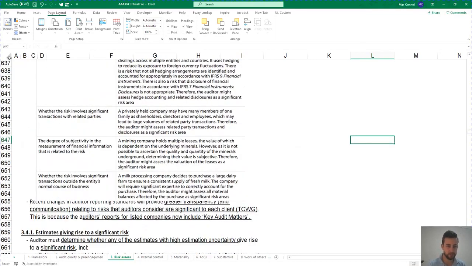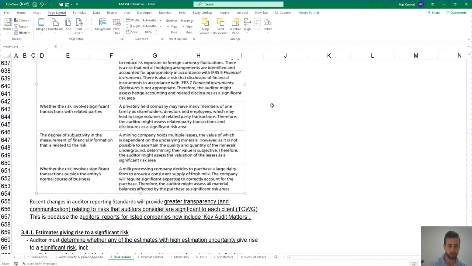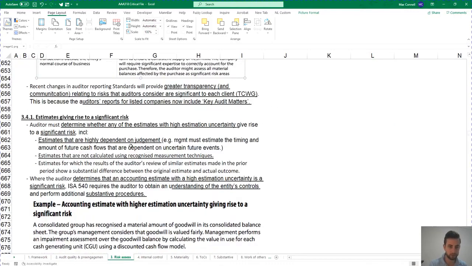So there's a few other examples there you can read. I won't go through it in detail because it's not adding a lot of value. I think you understand the concept.